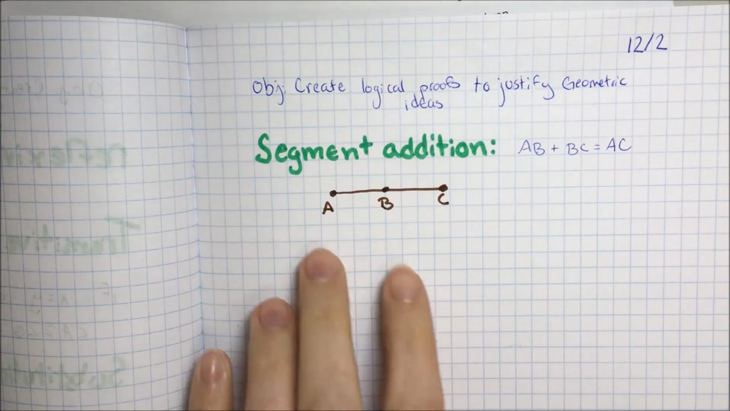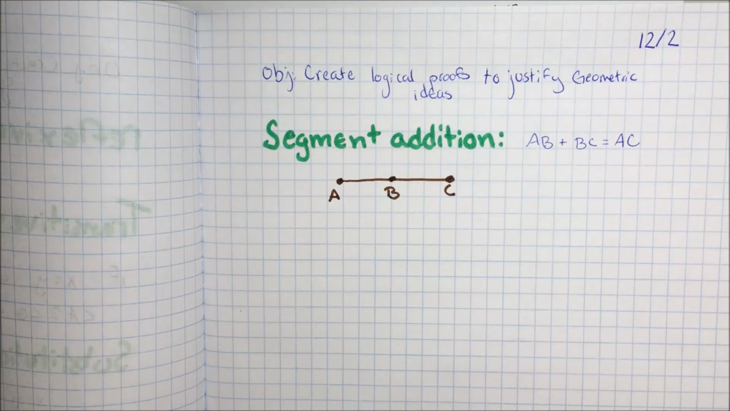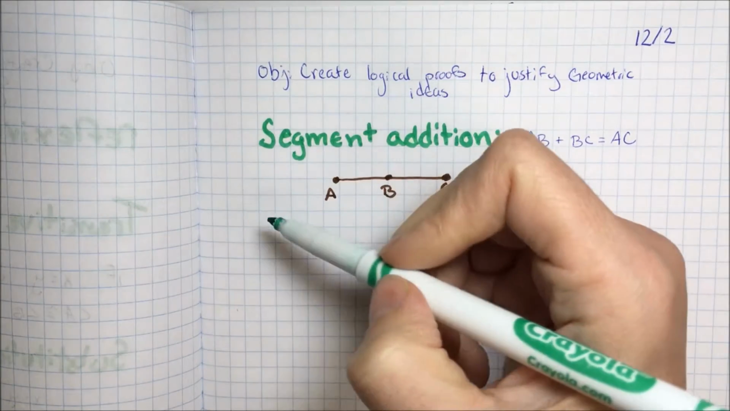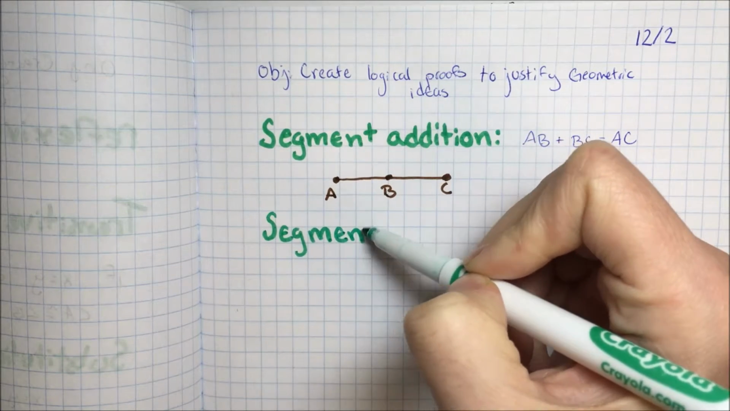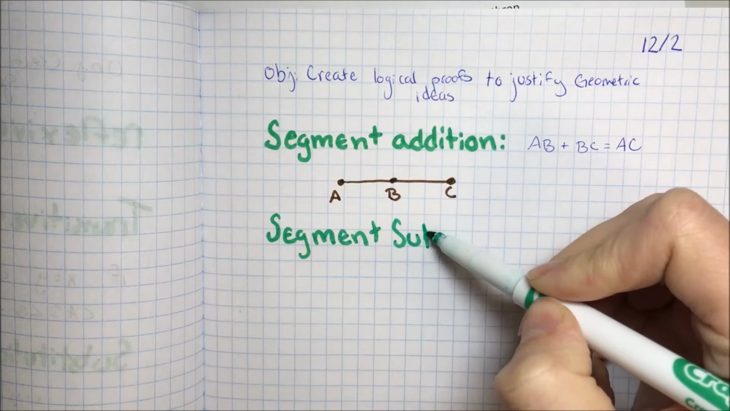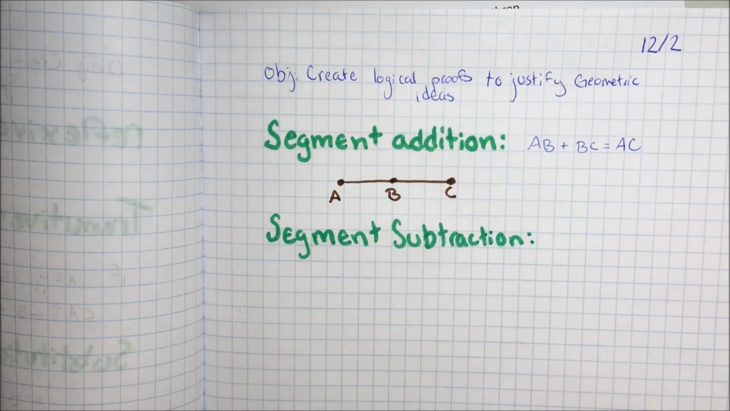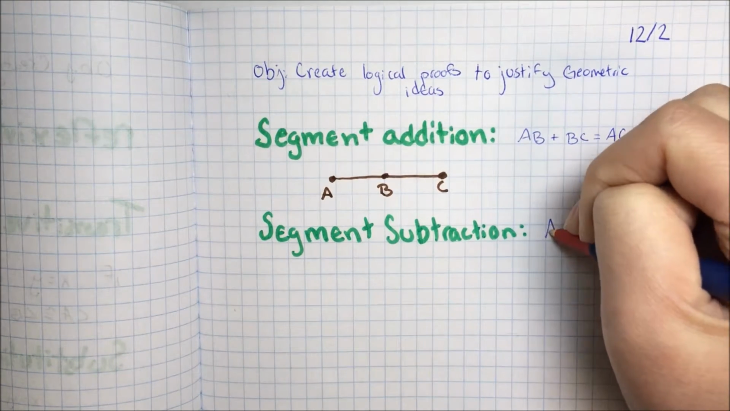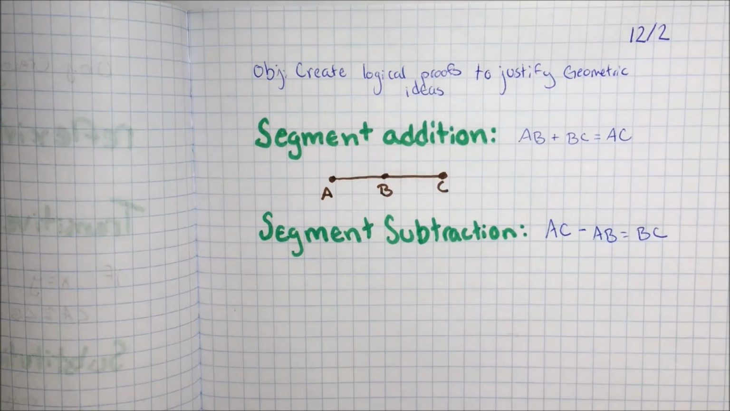So pretty much what segment addition does is it takes two parts. When I add these two segments together, I get the whole segment. Okay? We can also talk about segment subtraction. So AC minus AB is BC. So that's something that we can use in proofs to prove two segments congruent that are part of another segment.